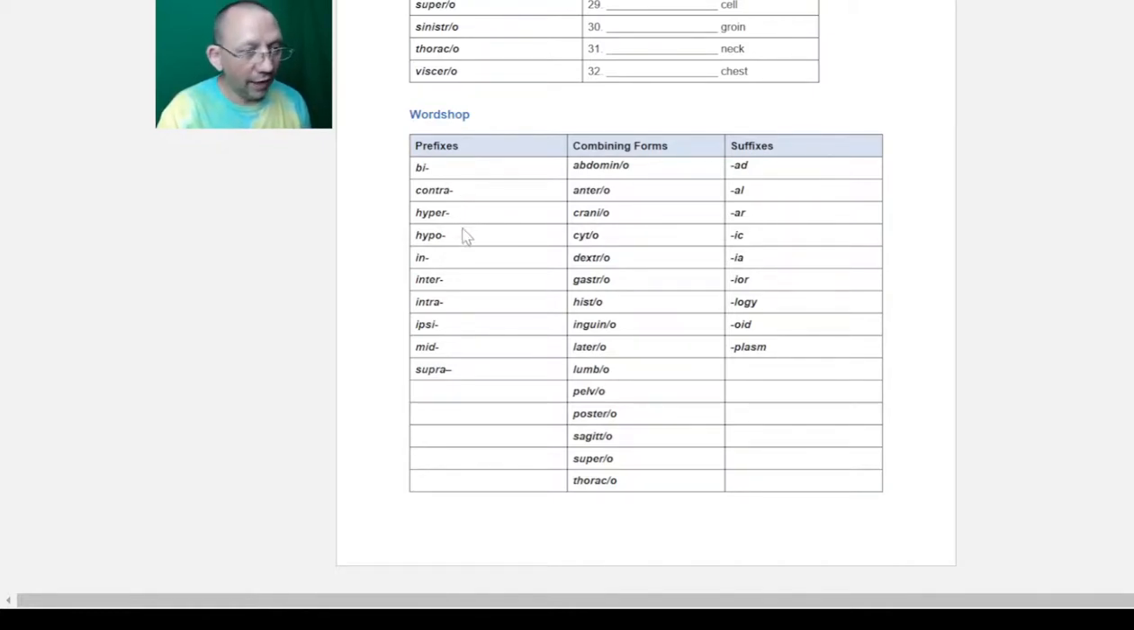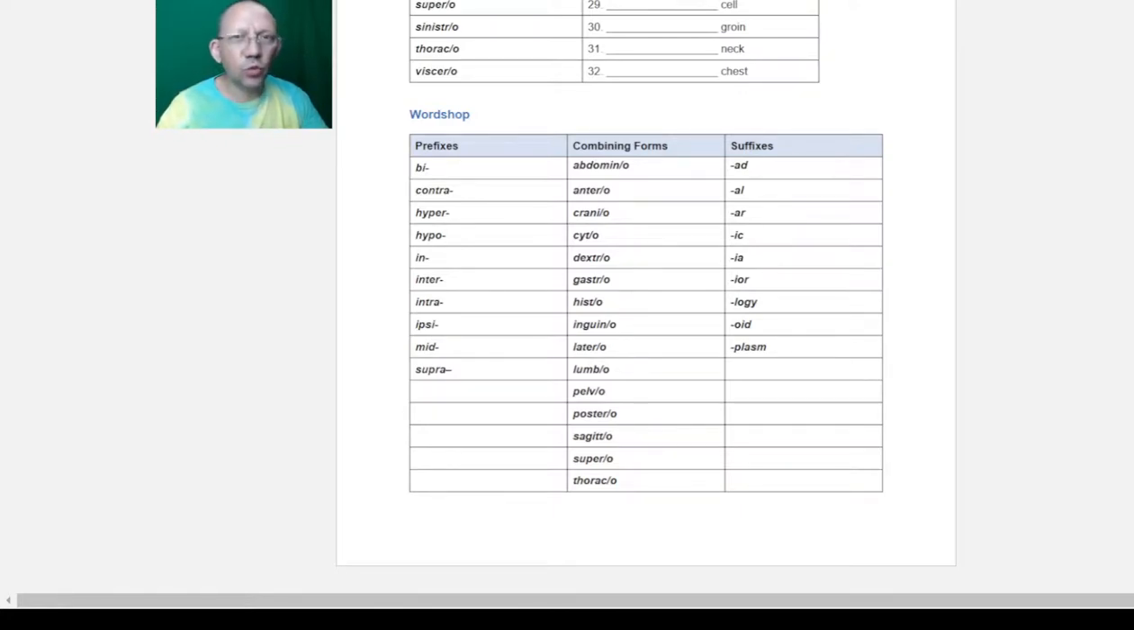Hyper, more than. Hypo, less than, or low, right? High and low. Hypertrophy is increased growth. Hypotrophy is decreased growth, but you don't use it that much. So you say like hypotonic or hypertonic. You could use those for the amount of movement of water and things like that. That's back in osmosis land. Inter, inside; intra, across; ipsi, same; mid, in the middle; and supra, above.